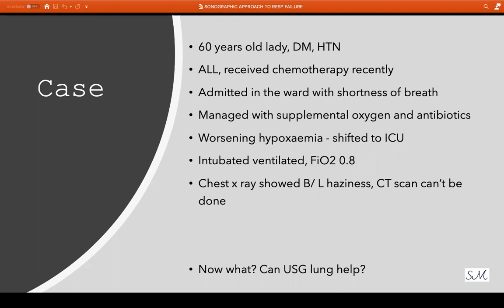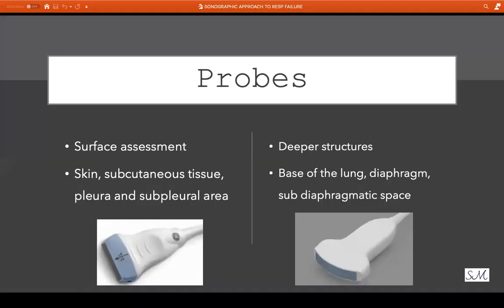We did a chest X-ray at the bedside. It shows bilateral haziness. Now, a CT scan cannot be done because it is very difficult to shift this patient with a transport ventilator to the CT suite. Now what? Can lung ultrasound help in the assessment and evaluation of this patient?